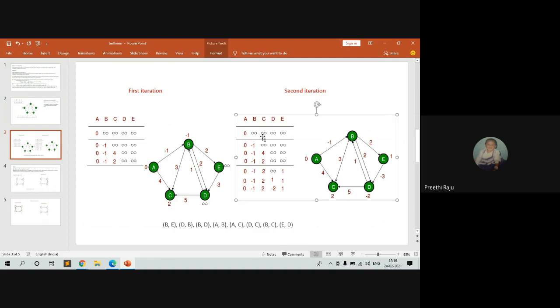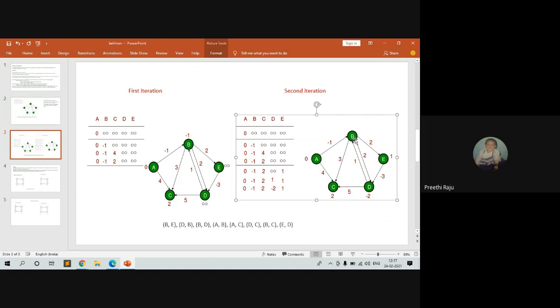And then we'll move on to the second iteration. In the second iteration, we calculate E and D. From the first iteration, I've taken all the details to this side. We know that A to A is 0, A to B is minus 1, and the shortest route for C, which we found, is 2.